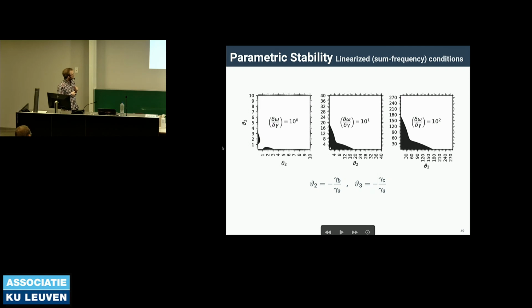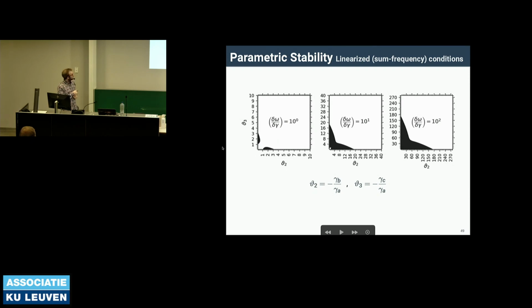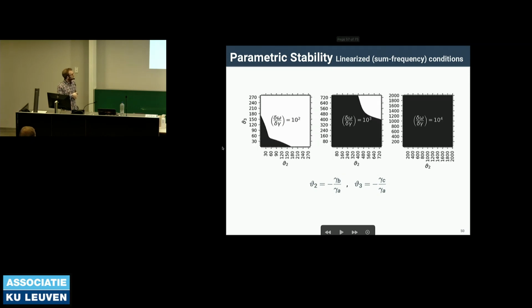The areas that are given in black over here are regions of the parameter space in which you have stable stationary solutions. We have that for these three values. We can also get that for these three values. And note that the values on these axes change quite rapidly. They go from 10 all the way up to 2,000 if you increase that single parameter here.